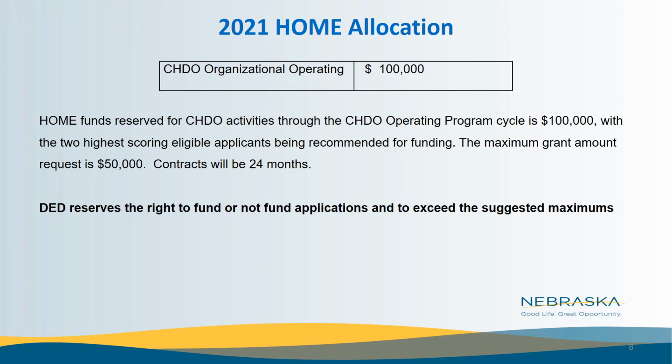Now this slide is a breakdown of just the total organizational operating of $100,000, which is a continuation of the previous slide. The home funds reserved for total activities through the total operating program is $100,000, with the two highest scoring eligible applicants being recommended for funding. The maximum grant amount request is $50,000. Your contracts will be for 24 months. DED reserves the right to fund or not to fund applications and to exceed the suggested maximums.